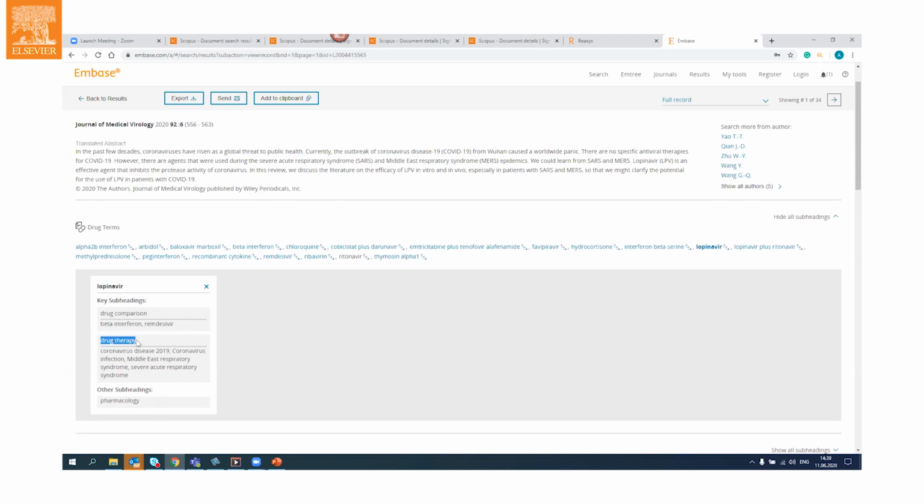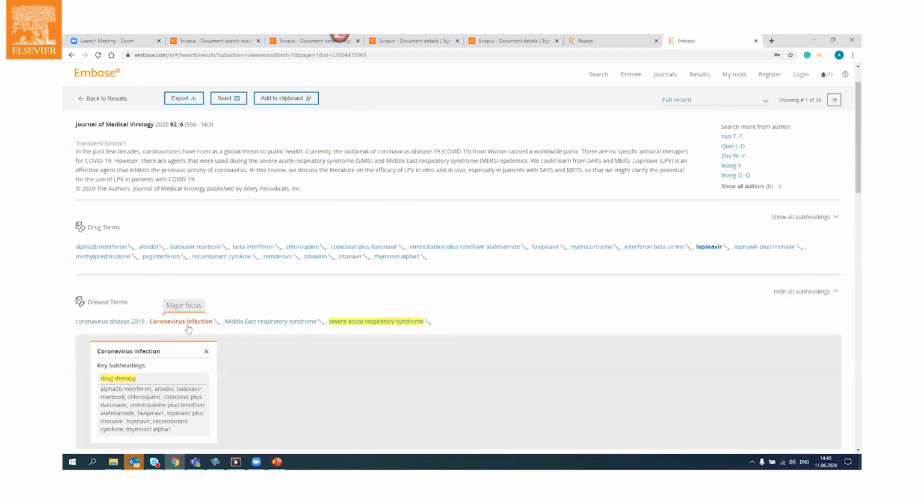What else do we see? We see the key subheading drug therapy. It means that lopinavir was used against coronavirus disease 19, coronavirus infection, MERS, and severe acute respiratory syndrome. Also, you can see the subheading pharmacology. It means that the pharmacology is discussed in this article. The same is applicable to diseases. You click on the disease's name and you see the subheading drug therapy, and you can see all the drugs which were discussed in this article.